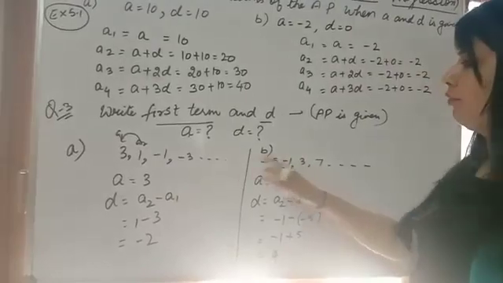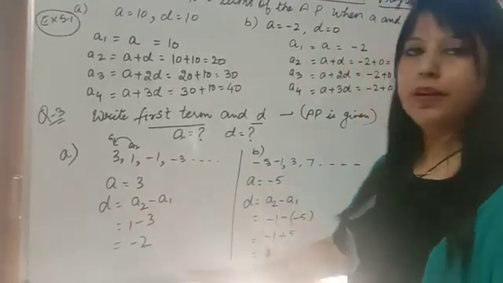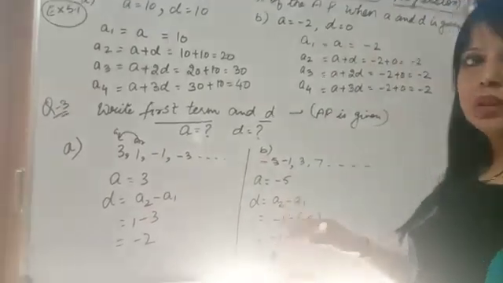Clear? So when the AP is given, we can find the first term and the common difference like this. So we can do all the parts next.